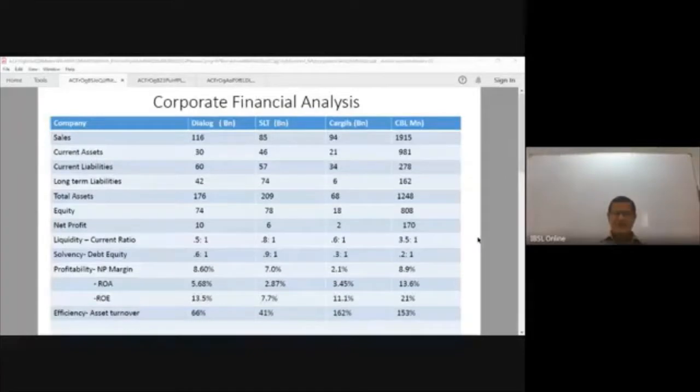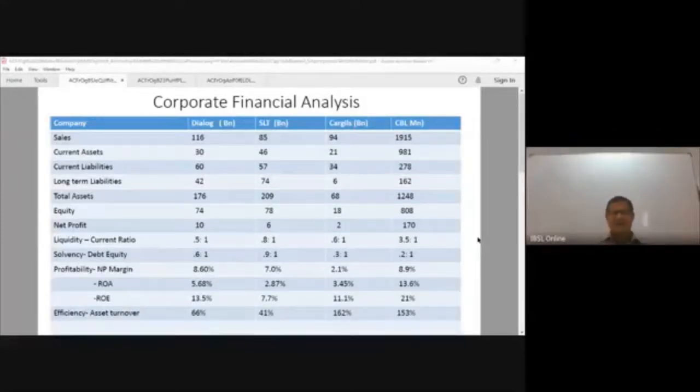So generally we said 3:1 is a good ratio to lend. Now you can see the solvency ratio of Dialog is 0.6:1. So it's very stable, and for a company of this nature, stability is at the highest level. Similarly, SLT you can see 0.9:1. That means they also have equity of 78 billion against 74 billion they have borrowed. So almost contribution from shareholders is equal to the bank's borrowing. Still stable, 1:1.